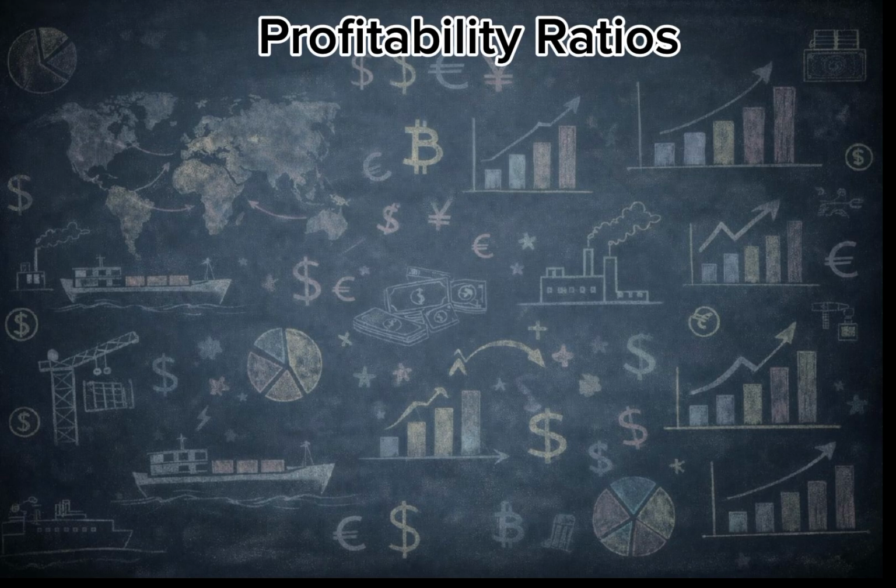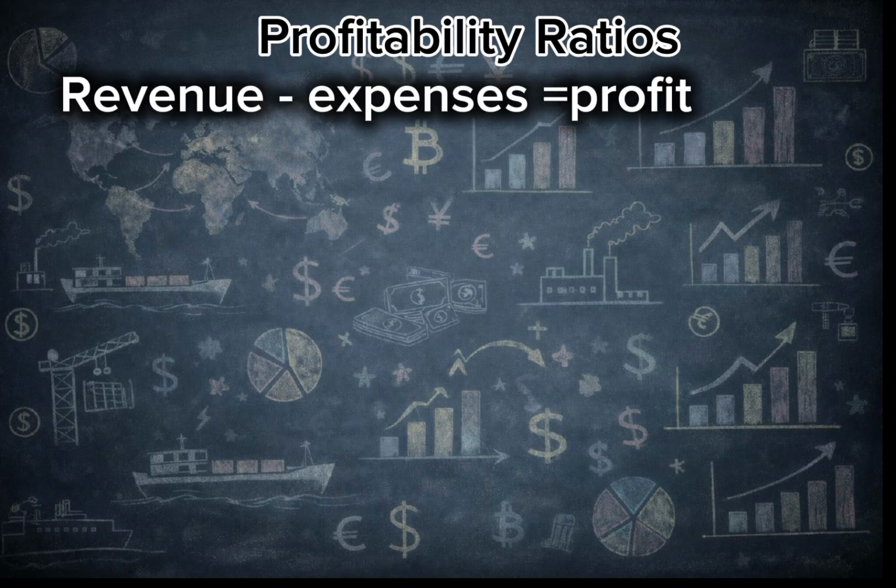In our income statement class, I told you that to get your profit is simply subtracting expenses from revenue. That is, revenue minus expenses gives you what? Profit. Meaning that for you to make more profit, you have to either control your expenses or maximize your revenue.